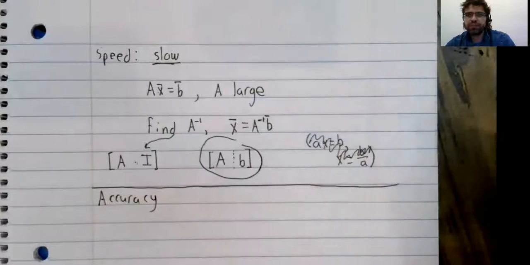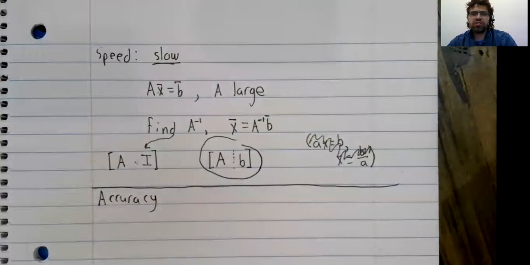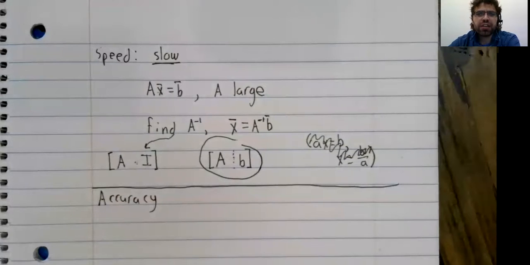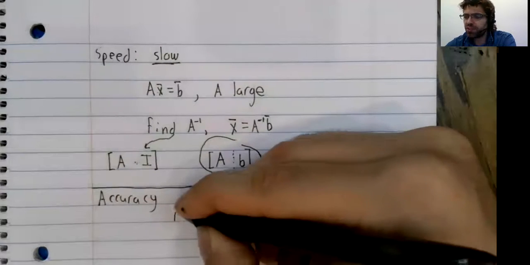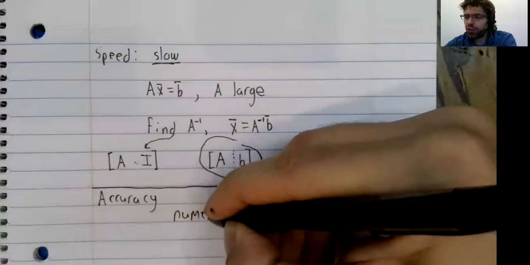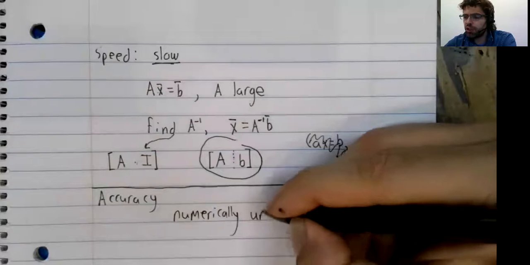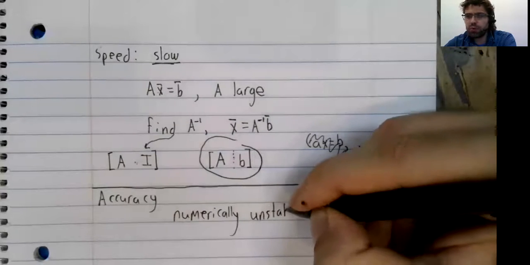Accuracy. What's worse than being slow is that the inverse finding algorithm, both the classroom algorithm we saw and the ones used in practice, are numerically unstable.